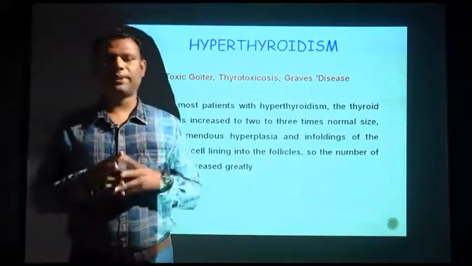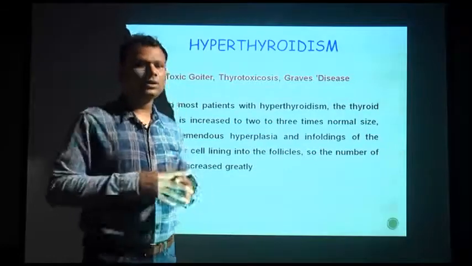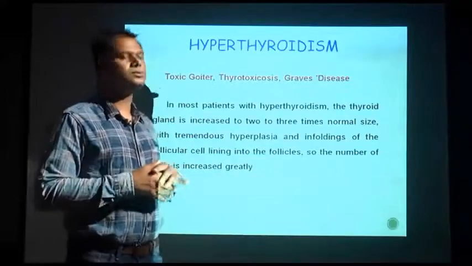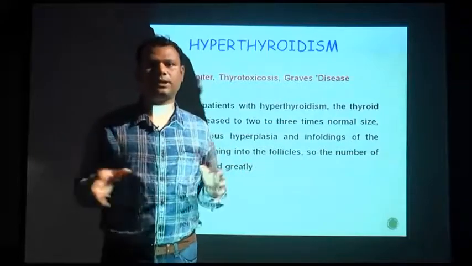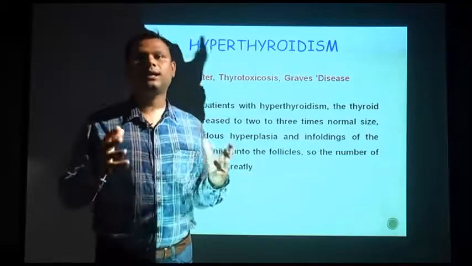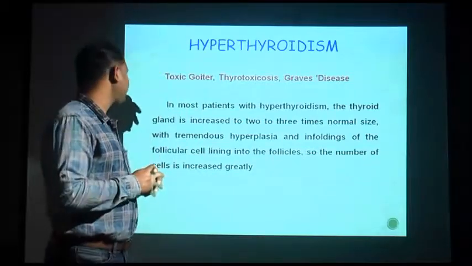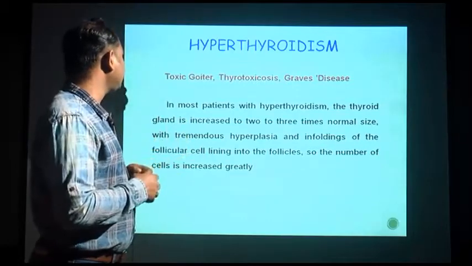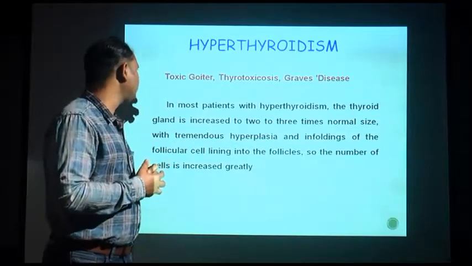In most patients with hyperthyroidism, the thyroid gland is increased to 2 or 3 times the normal size. In most cases, about 80 to 85% of people, you will find that the hyperthyroidism is due to enlargement of the thyroid gland, about 2 to 3 times. But it is not only the size that increases; it is also associated with hyperplasia and infolding of the follicular cell linings.